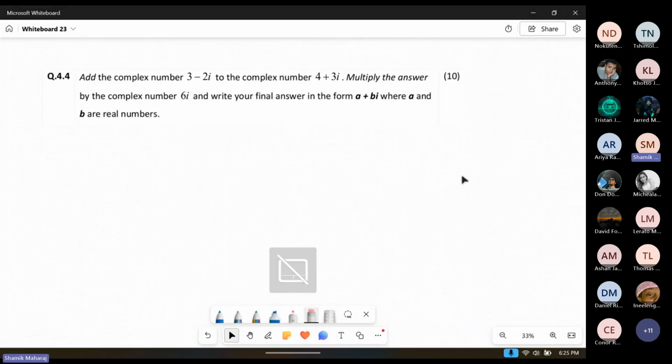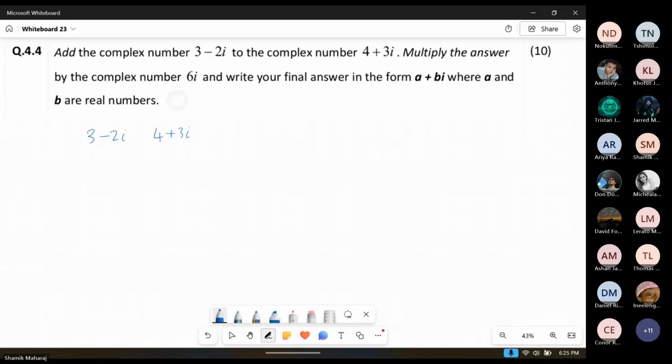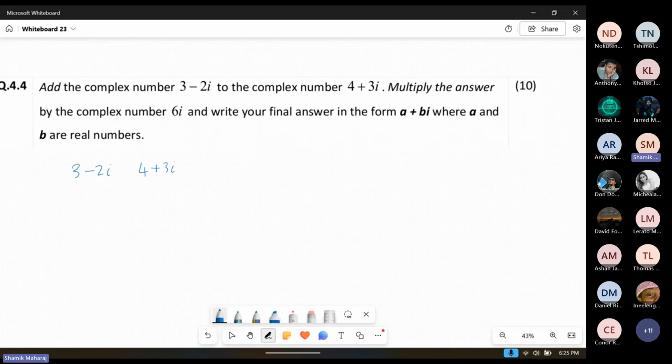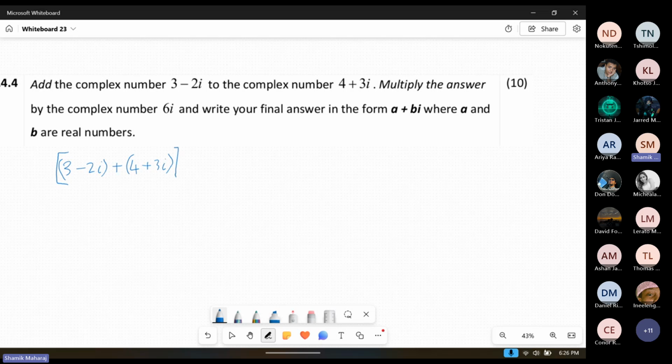Add the complex number 3 minus 2i. We'll start with the first sentence here: add the complex number 3 minus 2i to the complex number 4 plus 3i. All right, so essentially add these two is what it's saying. So let's keep them in brackets and add them. We don't need the brackets, but just to be careful. Then multiply the answer by the complex number 6i. So whatever we get here, the bracket will be multiplied by 6i.